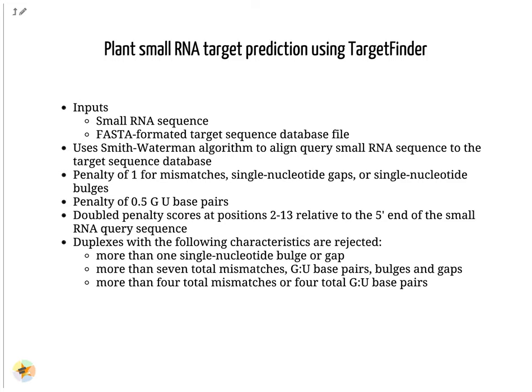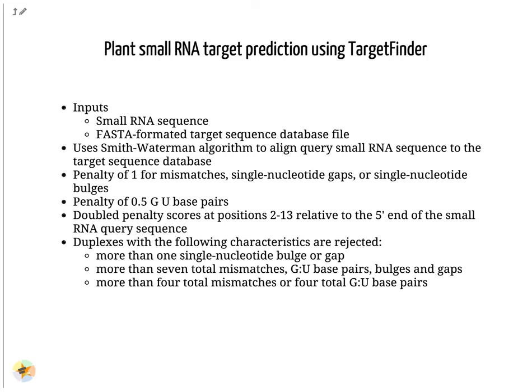Target Finder takes a small RNA sequence and a FASTA formatted file of the target sequence database. It uses the popular Smith-Waterman local alignment algorithm for aligning small RNA sequence to the target sequence database. A penalty of 1 is added for each mismatch, gap, and bulge, and 0.5 for non-canonical GU-base pairing. These penalties are doubled from positions 2 to 13. It allows at most one single nucleotide bulge or gap in the duplex.